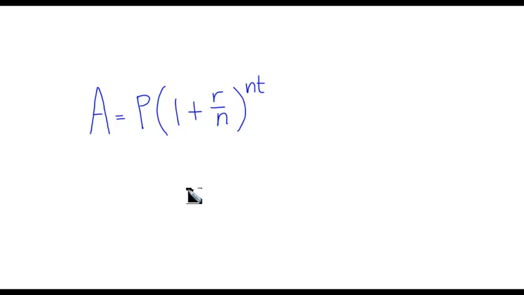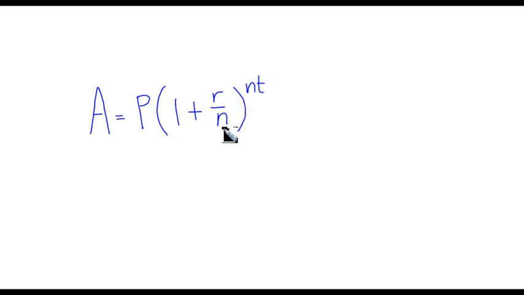So what do these parts stand for? A will represent our final value. How much money do we have after we have applied the compounding interest? P is going to represent our initial investment. R represents our rate. The rate will be given to you as a percent, but you're going to need to change it to a decimal.